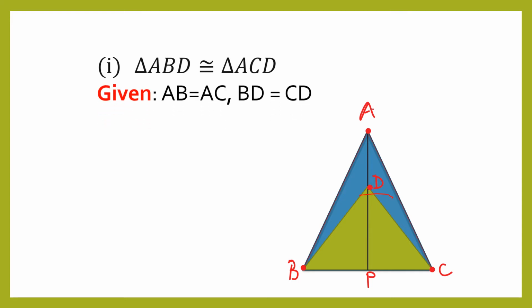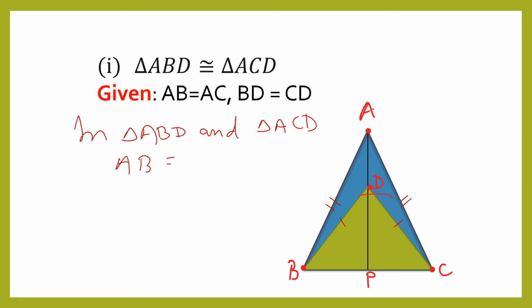Here it is given that AB is equal to AC and BD is equal to CD, because these two triangles are isosceles on the same base BC. So in the first part, we have to show that triangle ABD is congruent to triangle ACD. In triangle ABD and triangle ACD, can you find out the three things which are exactly equal to each other?